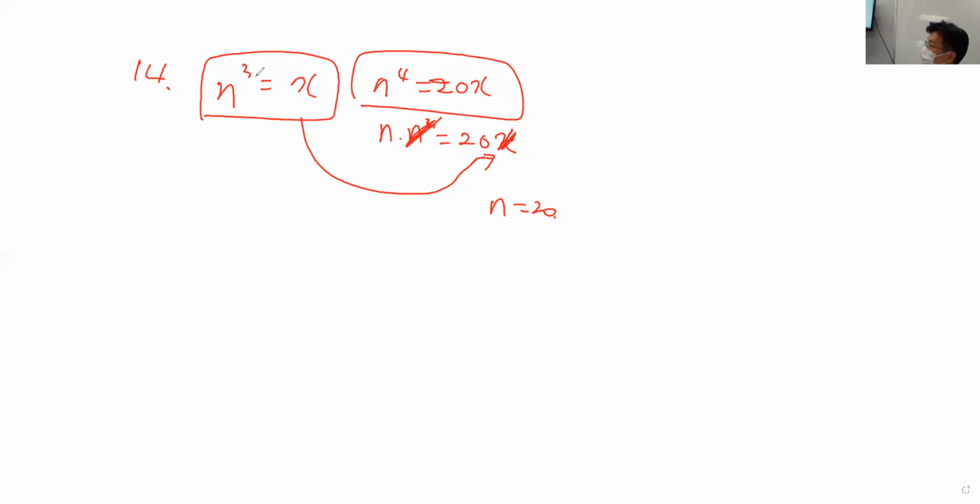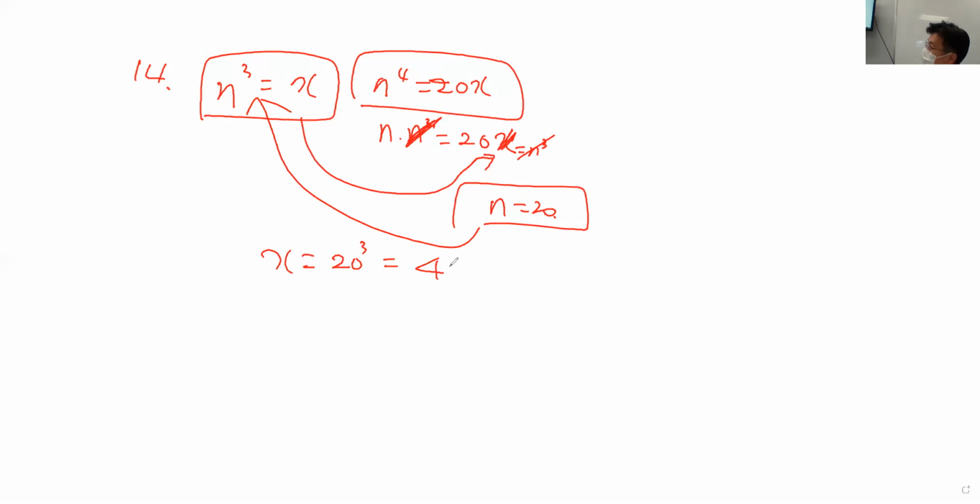Because n to the 3rd, n cubed, is x. So if you put n cubed is x, then this one goes away. So the n has to be 20. And if n is 20, then you have to plug back in. X has to be 20 to the 3rd power, which is 400 times 20, which is 8,000. Okay, it's not that difficult if you think about it one by one.